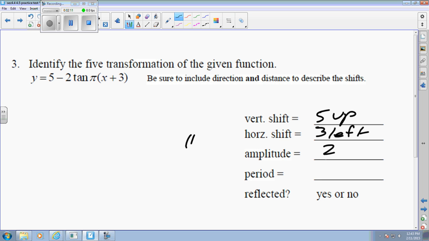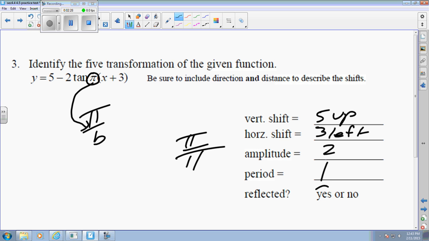Our period is pi divided by pi. When it's the tan function, it's pi divided by b, and in this case, our b is pi, so we have to take anything divided by itself is 1. And because this is a negative sign, we're going to say, yes, it is reflected.